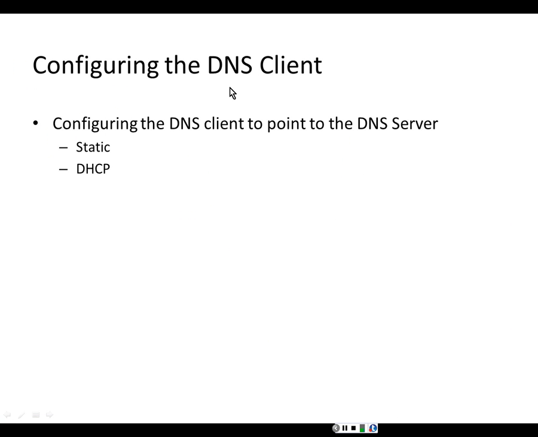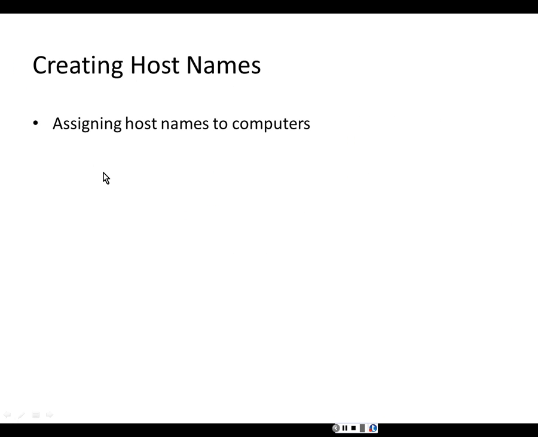Configuring the DNS client can be done two ways. You can walk up to every single workstation and type in the IP address of the DNS server, but a much more efficient way to go is to use DHCP to push the IP address of the DNS server down to the DNS client.